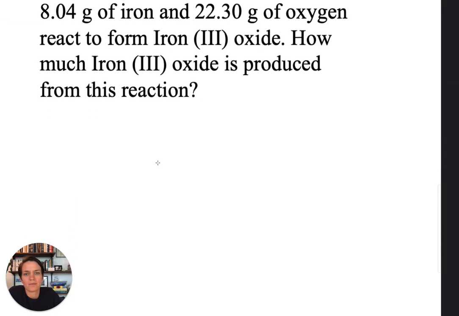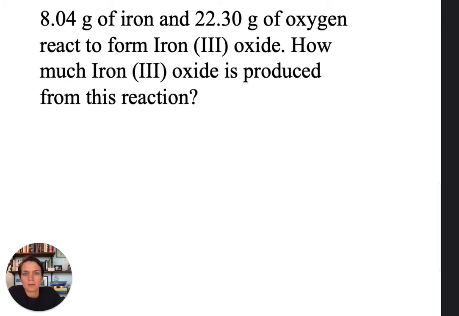Okay, so here's your problem. We have 8.04 grams of iron and 22.3 grams of oxygen react to form iron 3 oxide. How much iron 3 oxide is produced from this reaction? I don't know why I capitalized iron there. That's a little annoying, but that's okay.